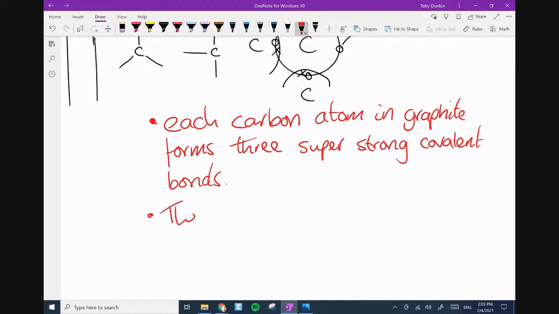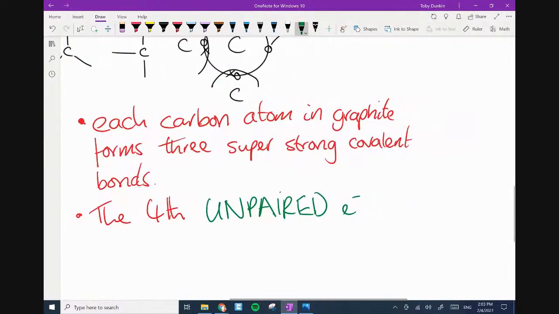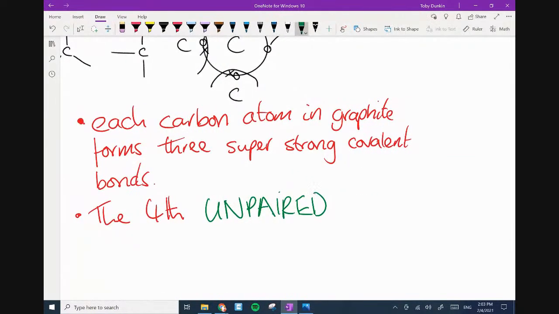The fourth, now notice my change in color and capitalization. Please do the same. The 4th unpaired electron. You're not allowed to abbreviate that in your exam, by the way. You have to write down the word electron.